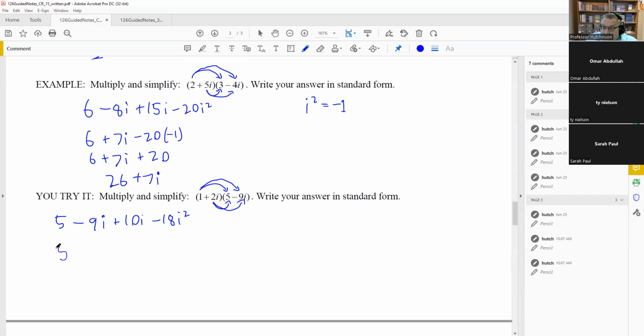So now we have this. Add these together. That's going to be 10i minus 9i. So we get 5 just plus i. So 1i left over here, 10 minus 9. We have minus 18i squared. Once again, anytime you see i squared, you want to put in -1. So put -1 in there, we get 5 plus i plus 18 there, and then we can add that together to get 23 plus i is going to be your answer for this one.